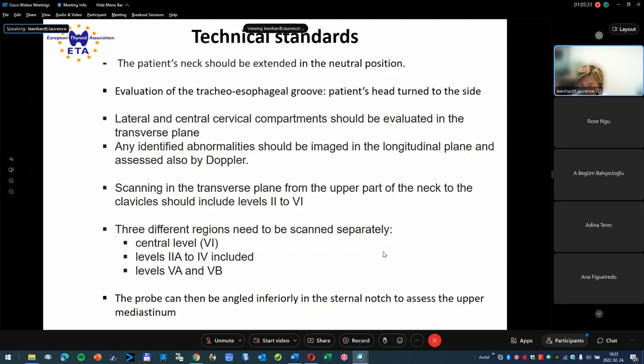And you scan in the transverse plane from the upper part of the neck to the clavicles, and you should include the examination of levels 2 to 6. And you cannot scan all the different regions together. So you need to scan separately the central level from the top to the bottom, level 2A to 4, and then after, level 5. And also the probe can then be angled inferiorly in the sternal notch to assess sector 7.